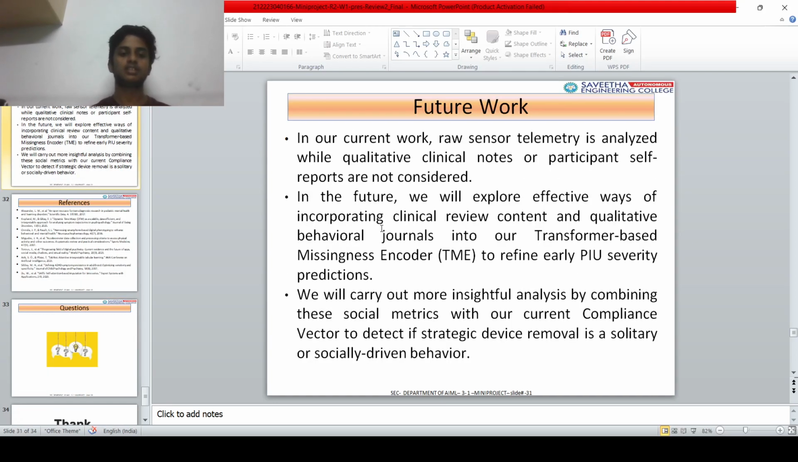The future work includes integrating clinical notes. Self-reports can be combined with the sensor data. Social behavior indicators can be added. This will further improve early detection.